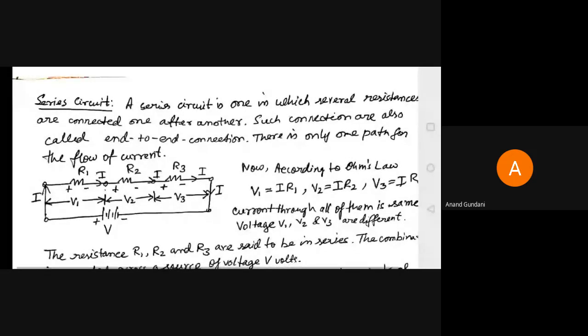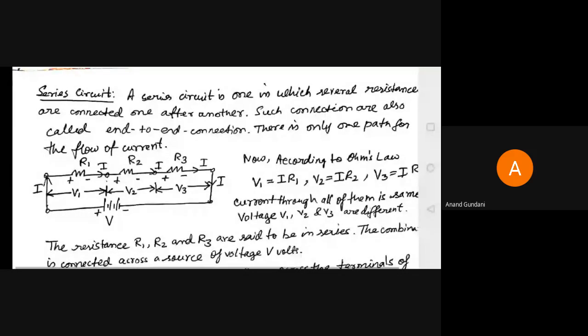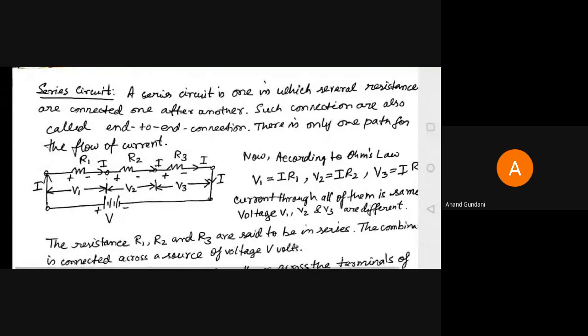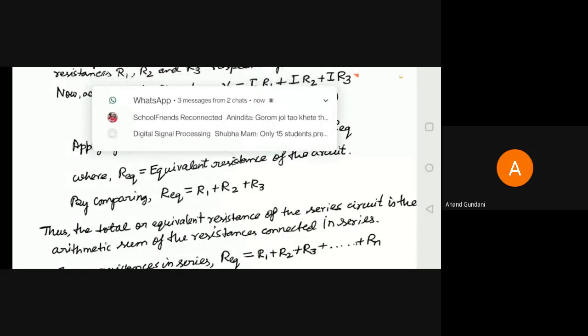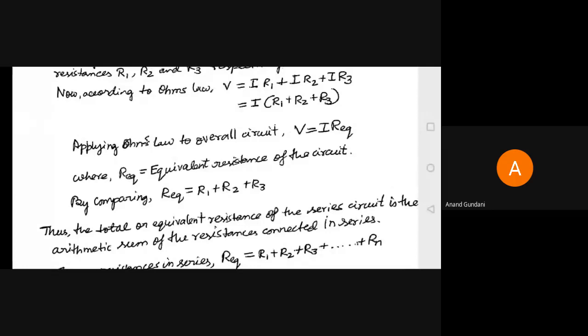So like that, if we want to calculate the total equivalent resistance of the circuit, we add these up. That is why, according to the voltage drops, capital V equals I multiplied by R1 plus R2 plus R3, and applying Ohm's law to the overall circuit, capital V equals I R equivalent, where R equivalent is the equivalent resistance of the circuit. By comparing, we can put the value that R equivalent is R1 plus R2 plus R3.